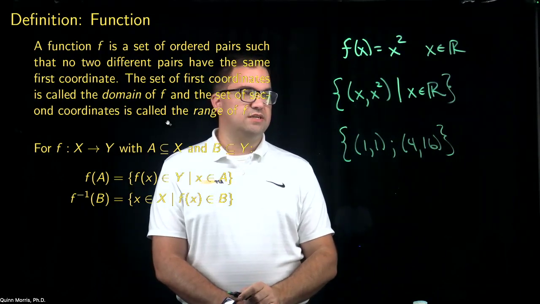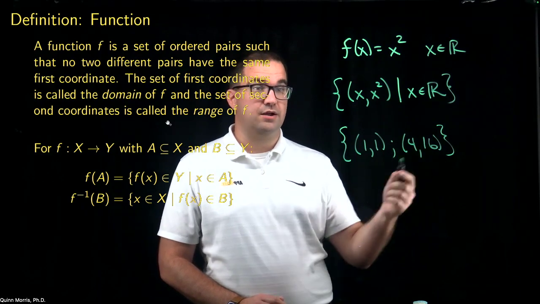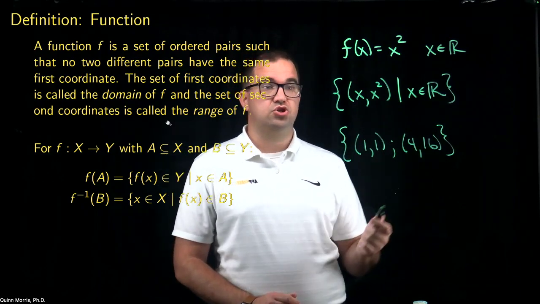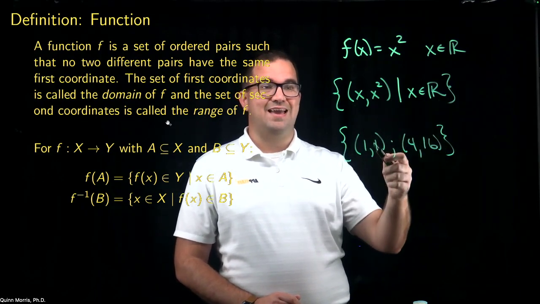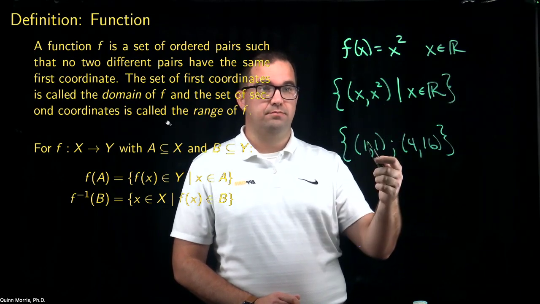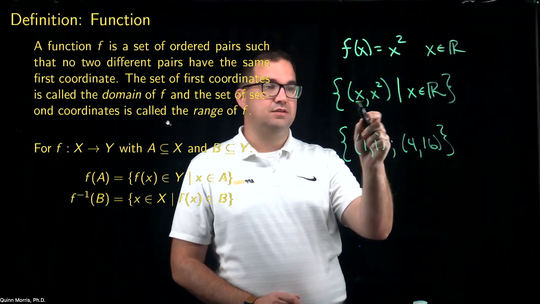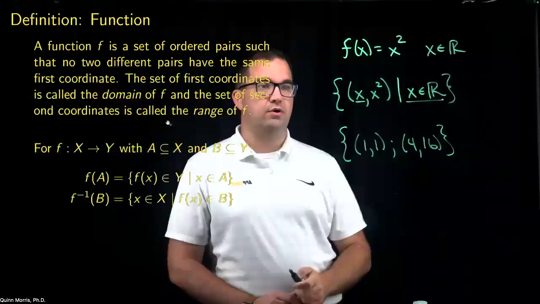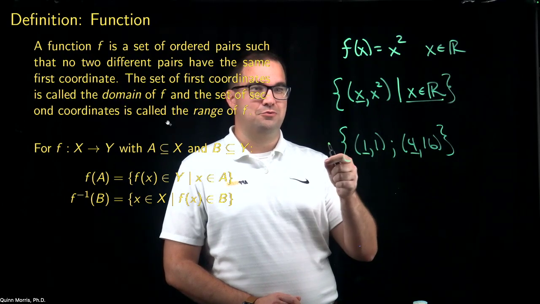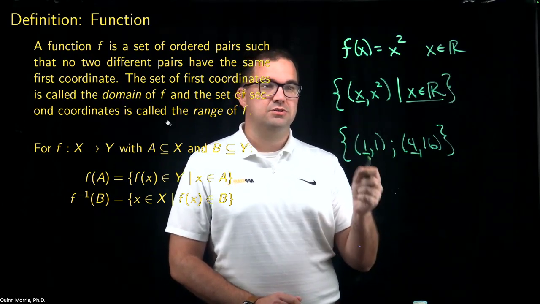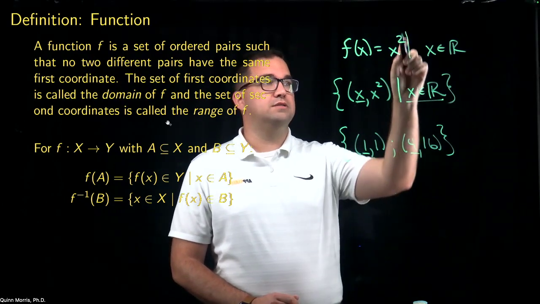That is, of course, a distinct function from, say, the set of ordered pairs (1, 1) and (4, 16), even though you will note that the y-coordinate of each of these ordered pairs, or the second coordinate, is just the square of the first coordinate. There's the same relationship between the x and y coordinates here. However, they have different domains. Here, the domain, the set of all first coordinates, is all real numbers. Here, the set of all first coordinates is just the singleton 1 and the singleton 4. So they have very different domains, even though there's the same relationship between the x and y coordinates.